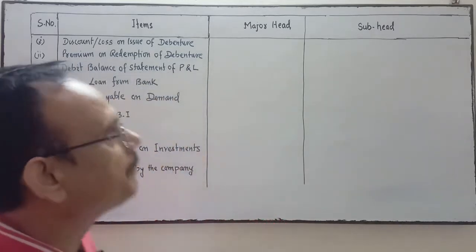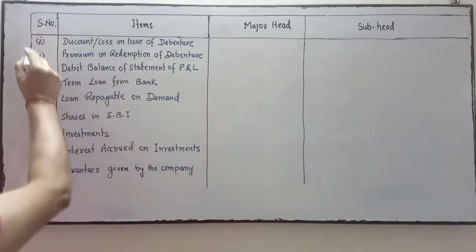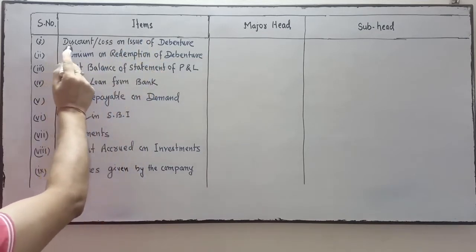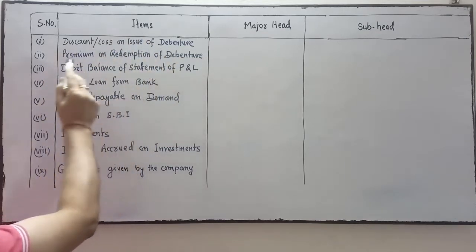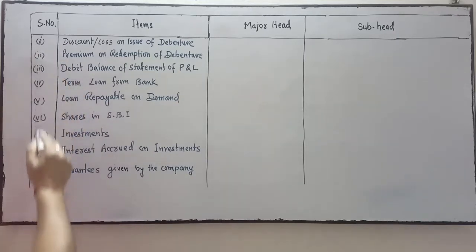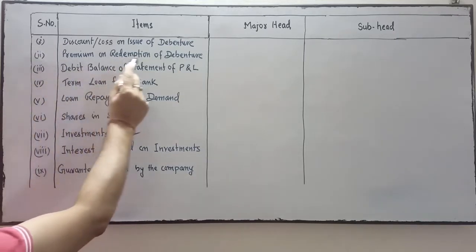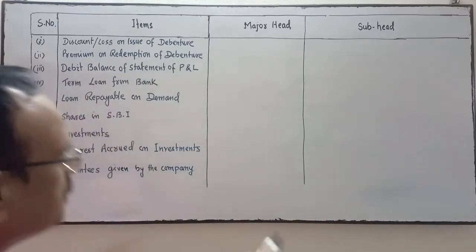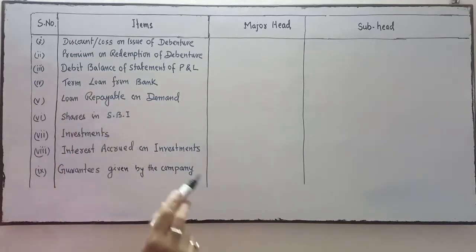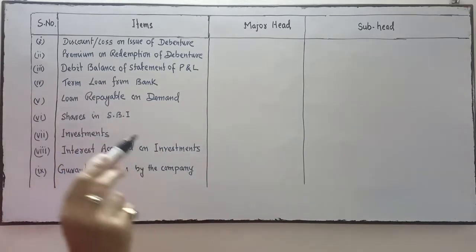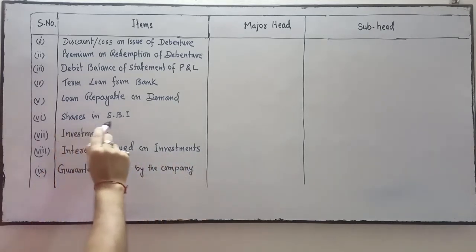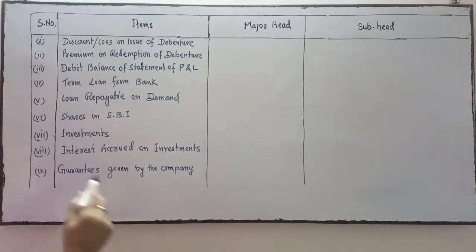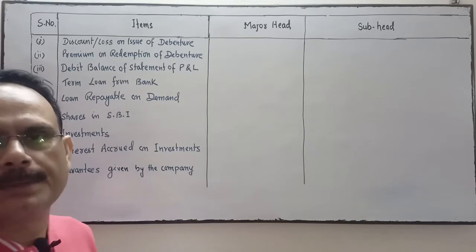So you have to draw a format like this. This column is for the serial number, this is for the item given in the question. Discount or loss on issue of debenture, you have to write the items with serial number. Second is premium on redemption of debenture. Third is debit balance of statement of profit and loss. Fourth, term loan from bank. Fifth, loan repayable on demand. Then shares in SBI, investment, interest accrued on investment, and guarantee given by the company.